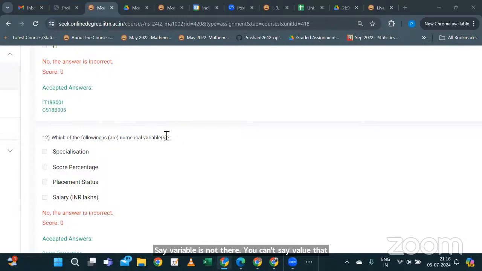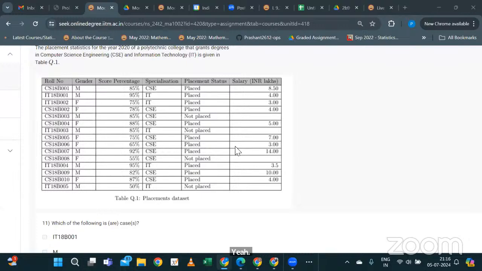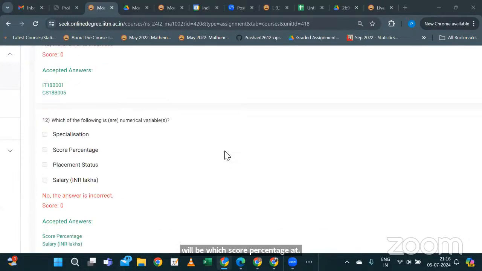Which of the following are numerical variables? So numerical will be which? Score percentage and salary. Salary and score percentage. The rest are categorical.